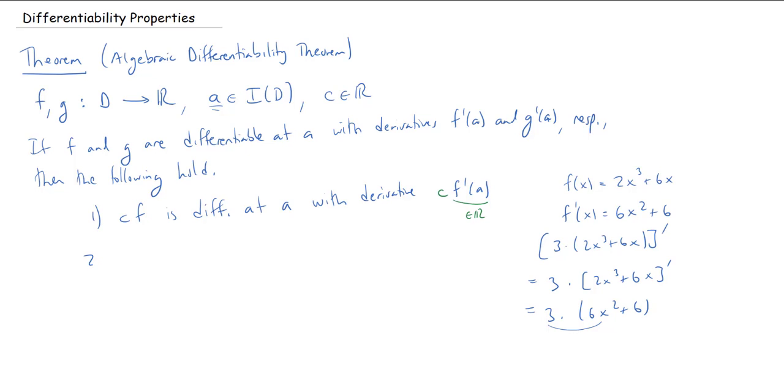Second piece. If I add the two functions f and g, this is still a differentiable function, at least at the point a. And the derivative is given just by taking the individual derivatives and adding them together. So I can differentiate term by term.